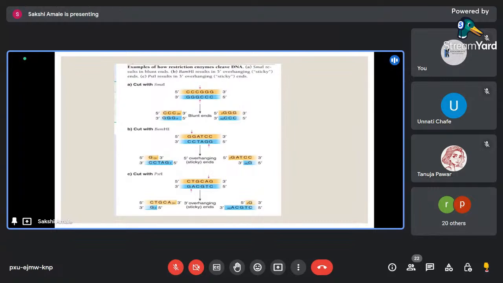So the first one is cut and the rest remains, and in 3 prime to 5 prime G is remaining here, and ACGTC are cut there, and in 5 prime to 3 prime G at one end is remaining and CTGCA is cut in here, and in 3 prime to 5 prime C is A G, in first G is cut there and ACGTC are remaining here.